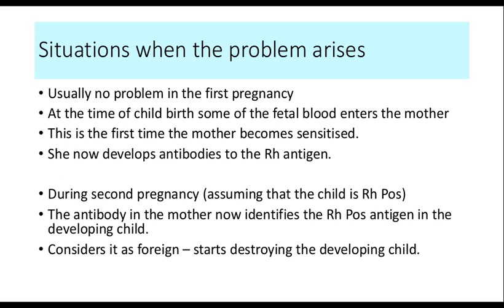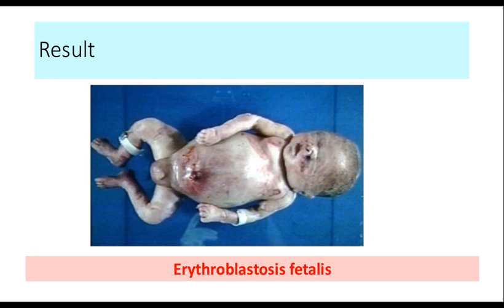In the second pregnancy, assuming that the child is Rh positive, the antibodies from the mother will pass through the placenta. Why? Because it is IgG in nature. It will cross the placenta, identify the Rh antigen of the child as foreign, and go on to produce more and more antibodies to destroy the child. And what we get is a condition called erythroblastosis fetalis, where the child is born severely injured or dead. A milder form of this may be that the child has severe jaundice at the time of birth.